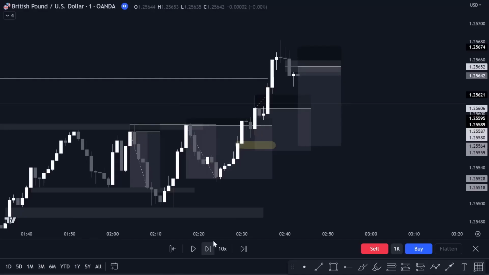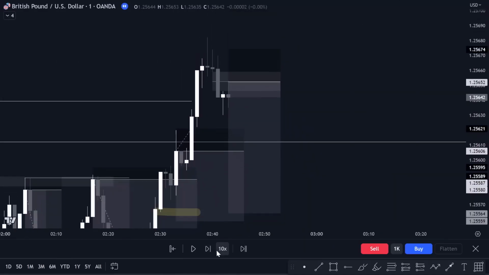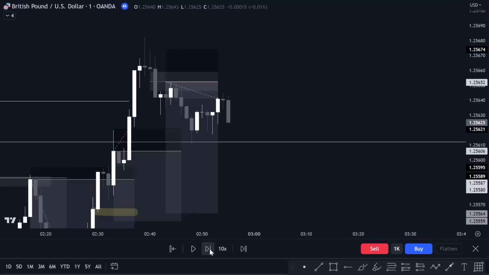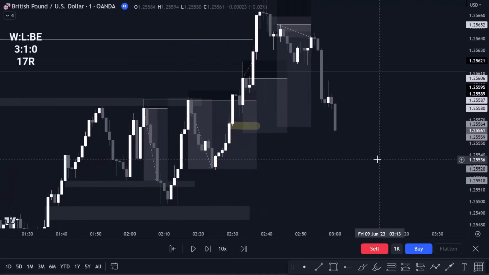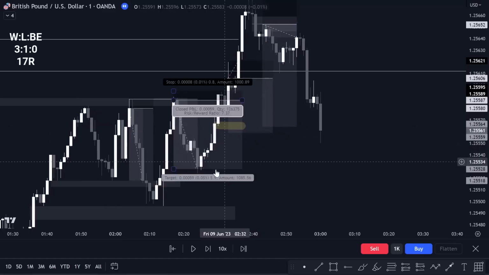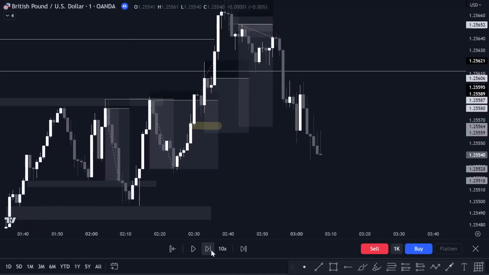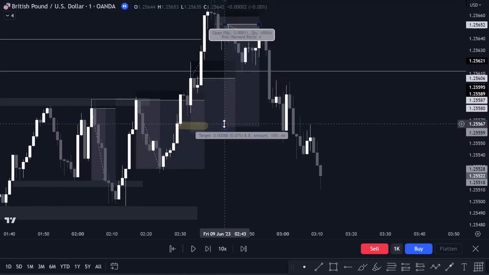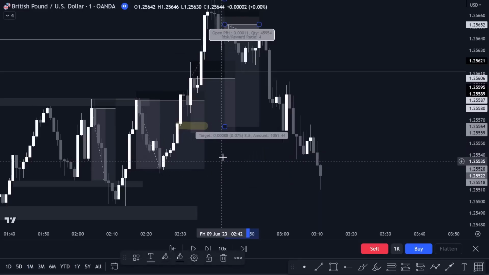So I think price triggers the entry, and then starts to come down. Okay, it goes to the take profit. It goes to the take profit immediately. Will it go here? I'm not sure. Okay, yeah, it did go here. So this is 4R, but we could have got 5.7R or maybe more, but that's okay.